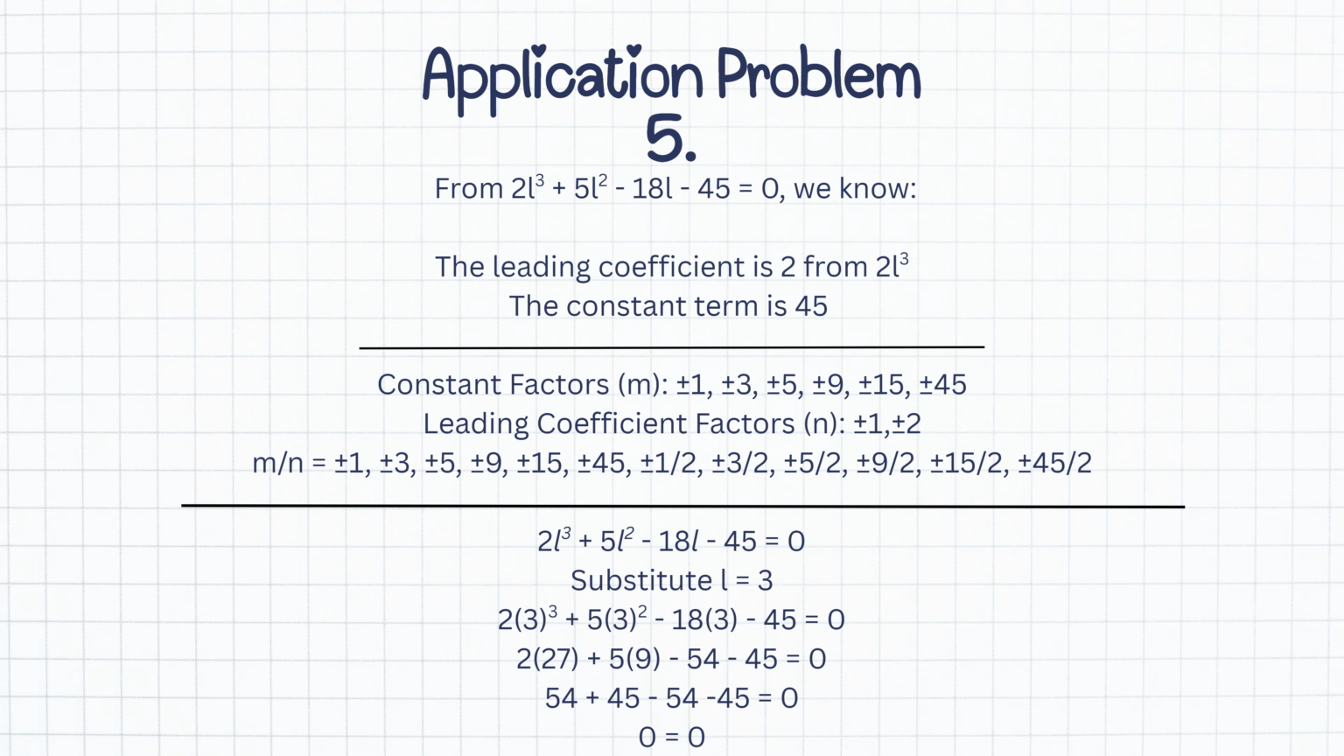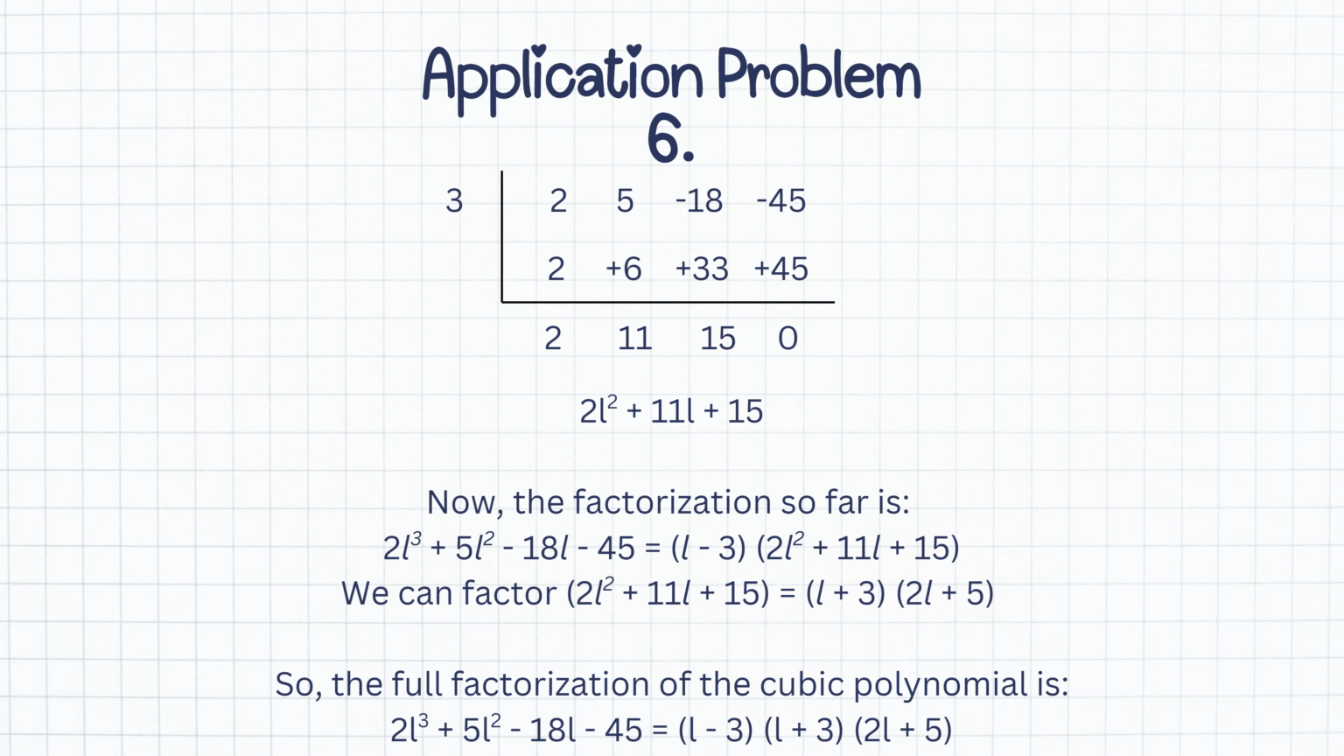Now we will find a root utilizing the rational root theorem. We know that the leading coefficient is 2 and the constant term is 45, so we use the factors of the constant over the factors of the leading coefficient to find possible candidates. Now we will try L equals 3 and use direct substitution to find that the polynomial equals 0, which means that L equals 3 is a root of the polynomial, and L minus 3 is a factor of the polynomial.